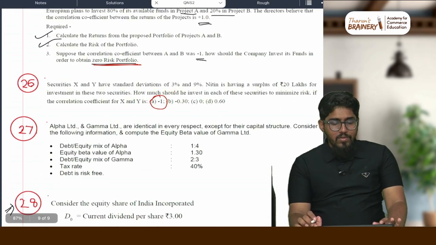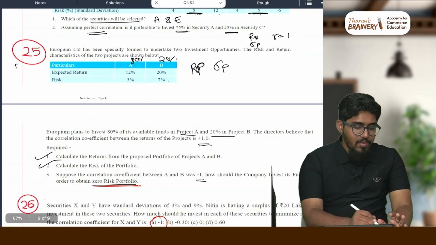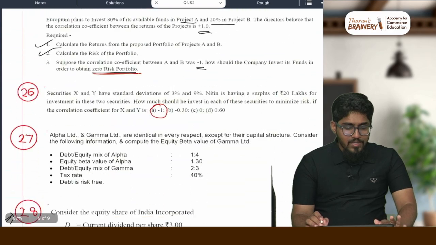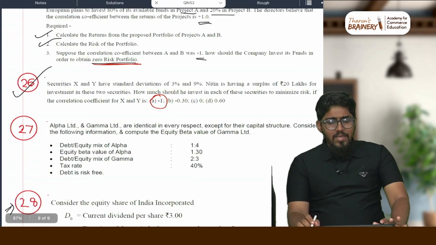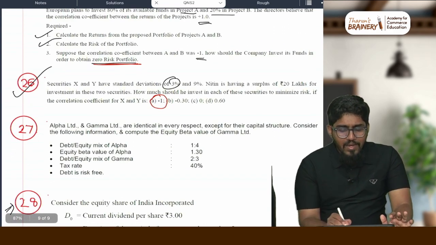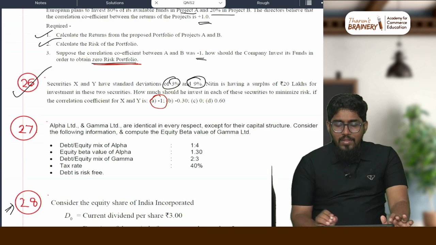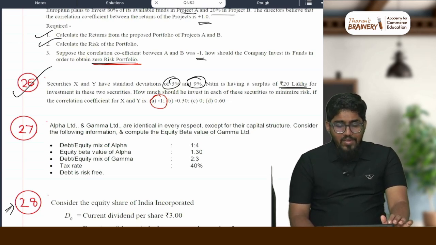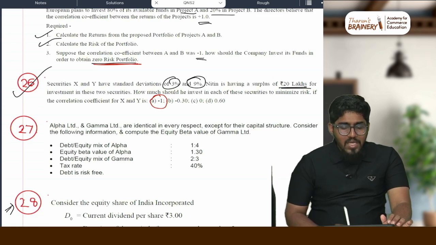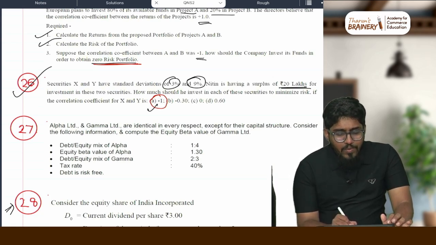Now read this question 26. Okay, so 25 is completed. Let us go to 26. Securities X and Y have a standard deviation of 3 and 9. Nitish is having a surplus of 20 lakhs for investment in these two securities. How much should he invest in each of the securities so that the risk is minimum, if the correlation coefficient is -1?